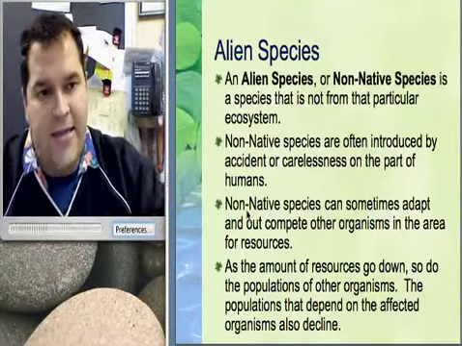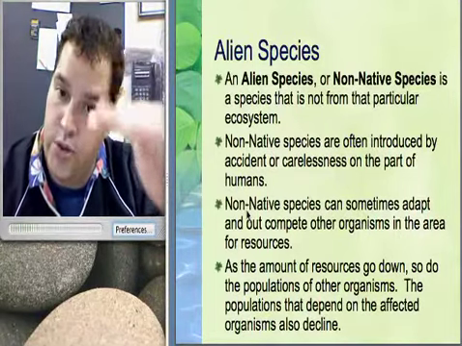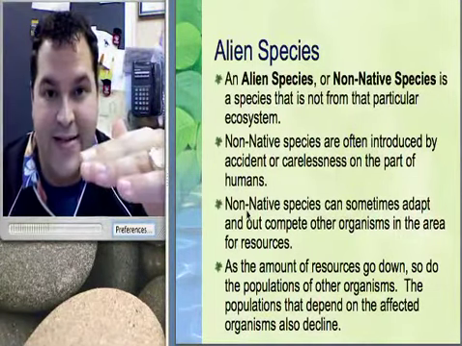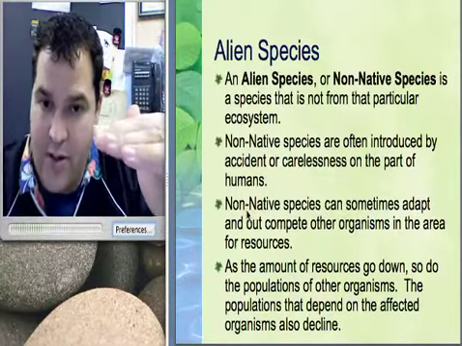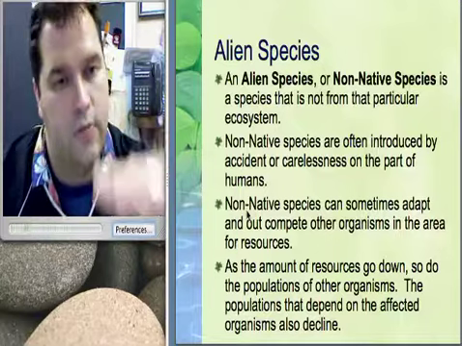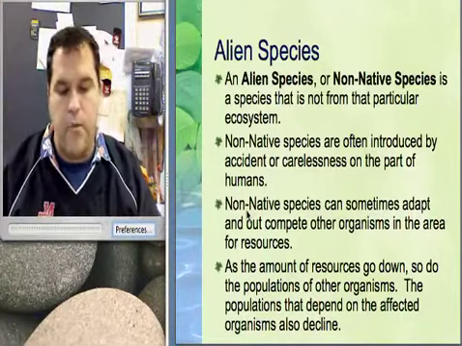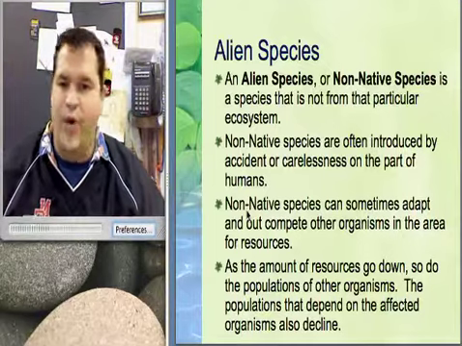But as that organism, that species, starts to be more competitive, the amount of resources goes down, which means that the population that depends on that resource is going to go down. And then the population that depends on that population will go down. And then we've thrown everything off kilter. So, what is an example?